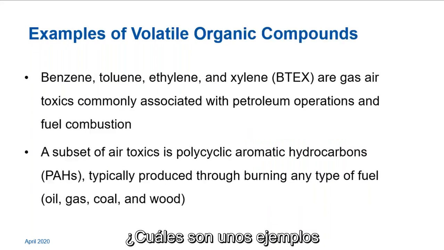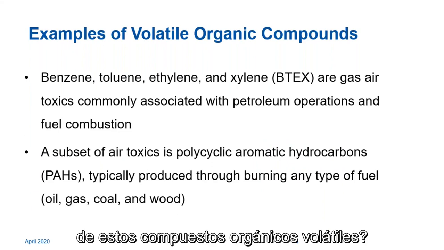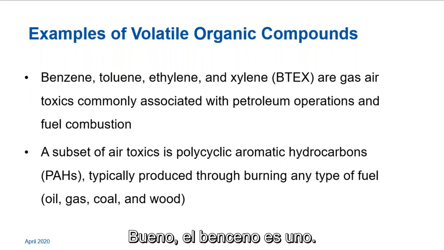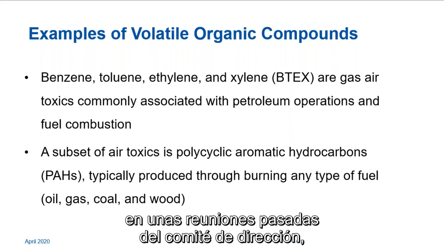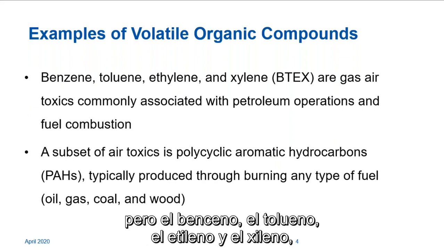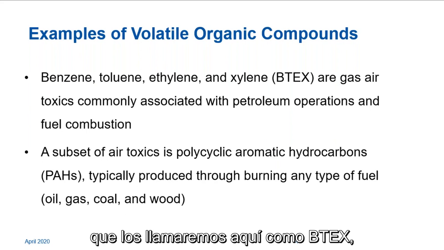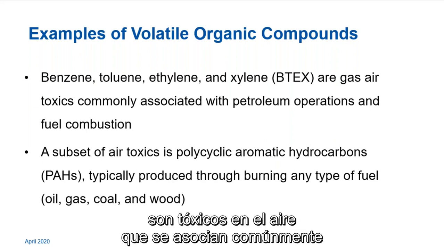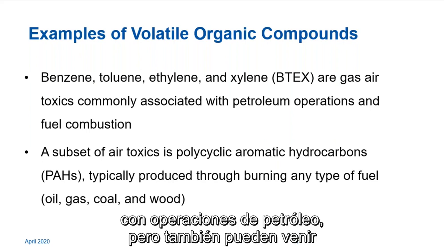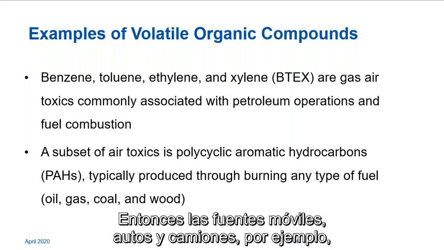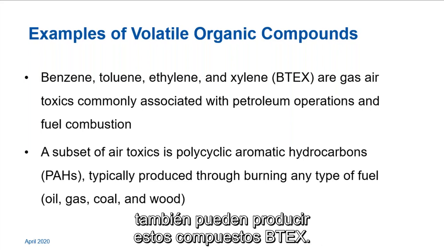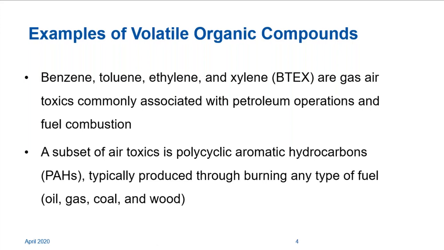So what are some examples of these volatile organic compounds? Well, benzene is one. We've talked a little bit about benzene at some past steering committee meetings. Benzene, toluene, ethylbenzene, and xylene, which we'll refer to here as BTEX, are air toxics that are commonly associated with petroleum operations, but can also come from other sources. So really anything involving gasoline. Mobile sources, cars and trucks, for example, can produce these BTEX compounds as well.